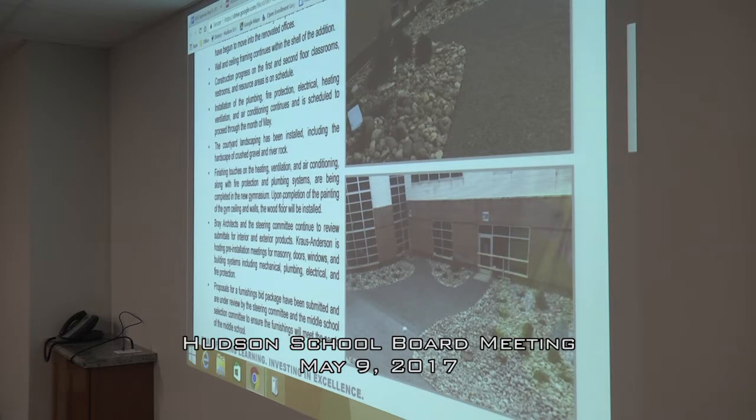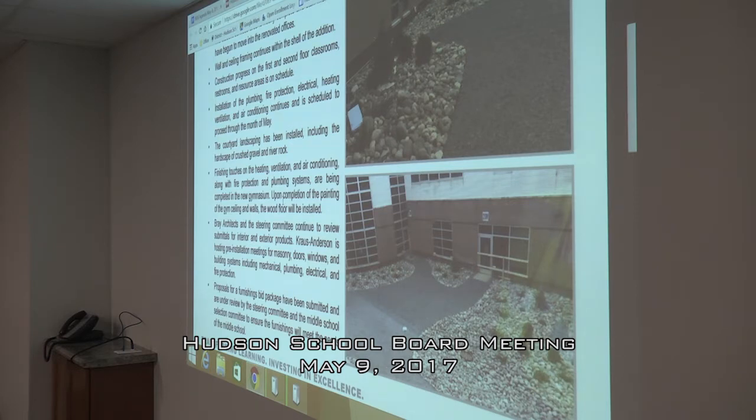So we'll be talking to the board. It looks like you'll be able to not have to put the fund balance towards the middle school project. You'll either be able to apply it to something else, decommit it, or whatever it may be. But it looks like that project is coming in well under budget and on time.